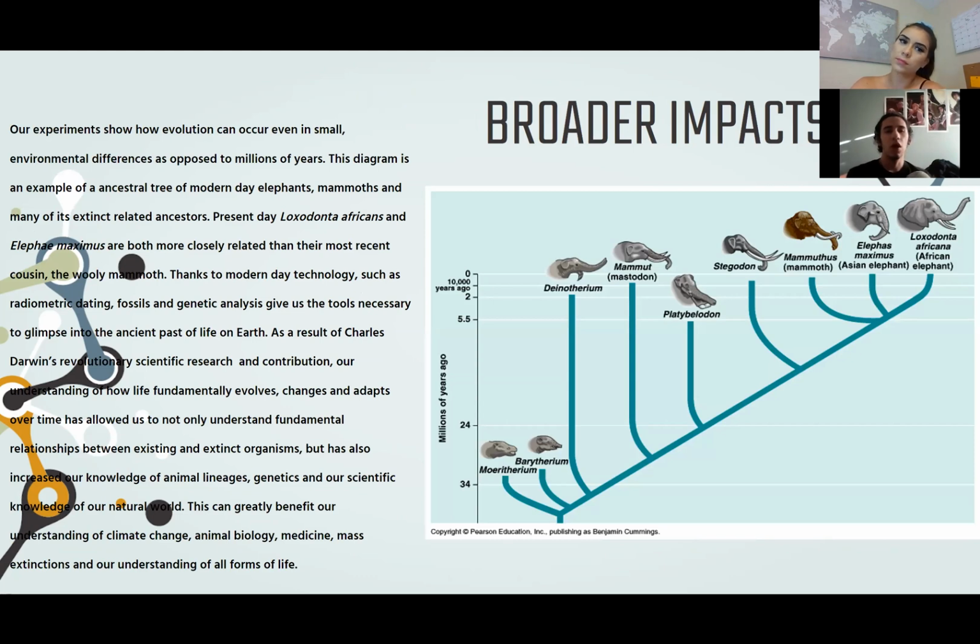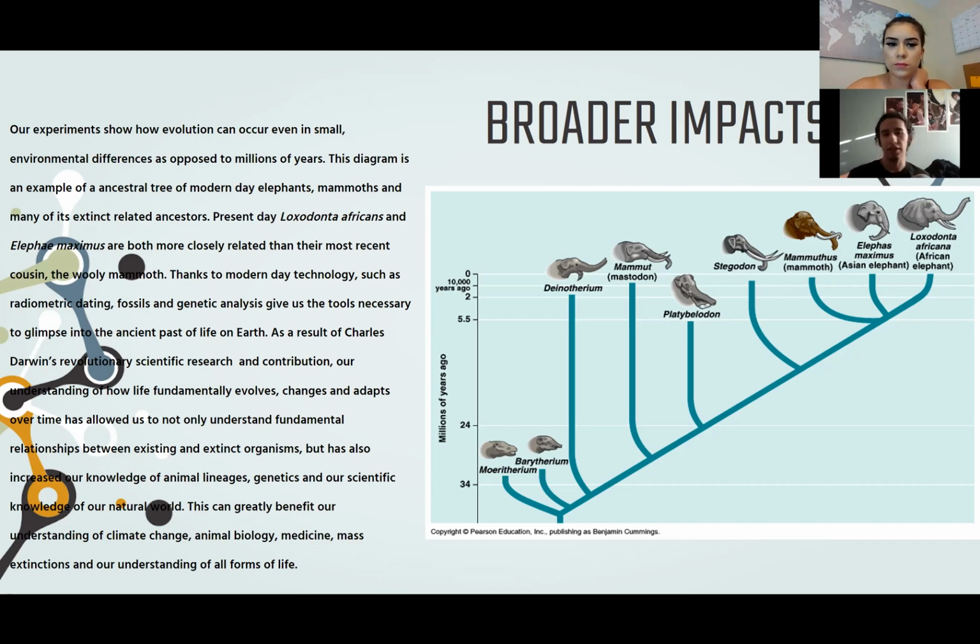For example, our experiments show how evolution can occur in small environmental differences, as opposed to over millions of years. This is one example of how evolution can occur over millions of years. This diagram right here, which we've included, is a modern day ancestral tree of elephants, both Asian and African, the extinct woolly mammoth, and all their common ancestors and their genetic and ancestral lineage.